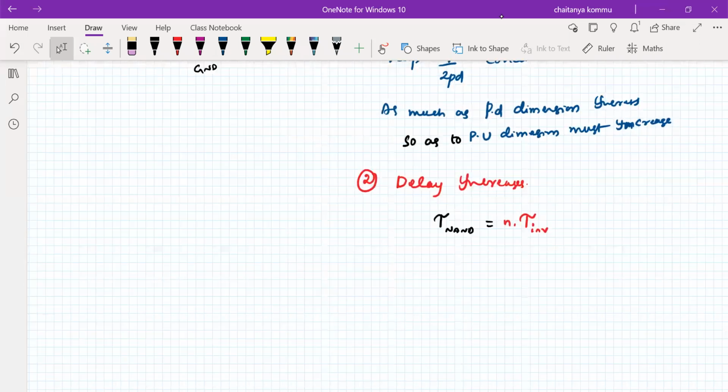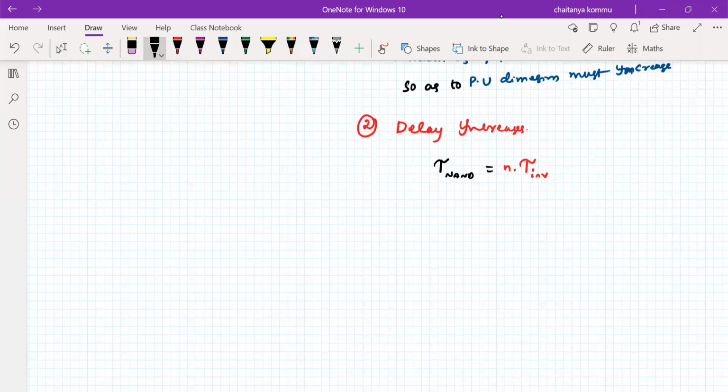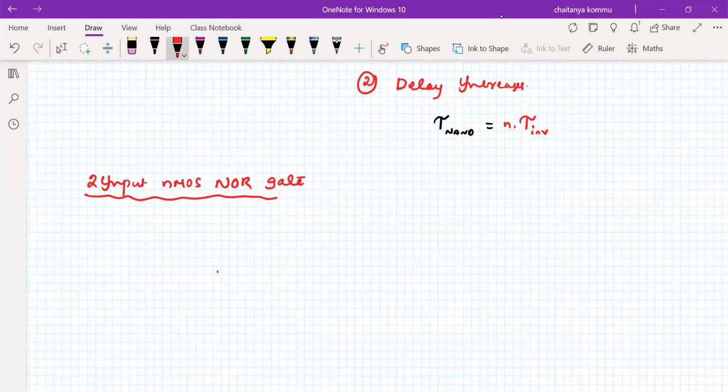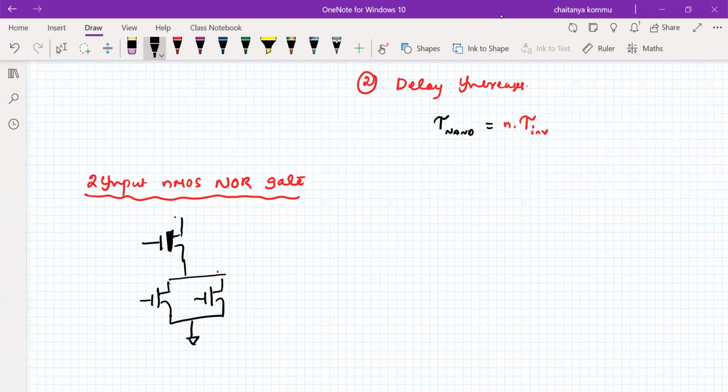So instead of the NAND gate, why can't we go for the 2 input NMOS NOR gate? Let us consider the 2 input NMOS NOR gate. So what do we observe here in this case? A depletion type transistor is something like this, and the NMOS transistors are connected in parallel. This is the NMOS NOR gate, with VDD connected here, inputs A, B, and output Y.